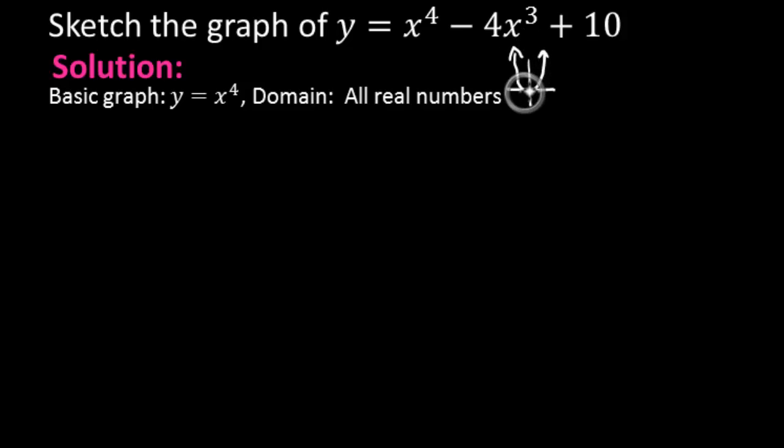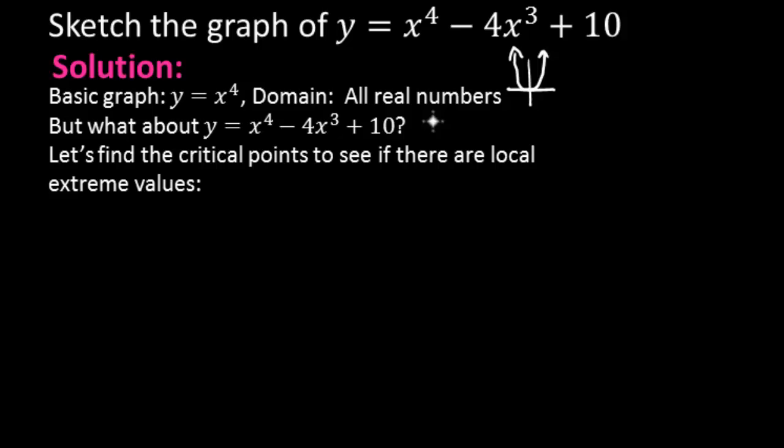But then something happens because of the additional term, minus 4x cubed plus 10. That's where we will encounter either a local max or a local min or a point of inflection. So first let's determine the domain. The domain is all real numbers. In other words, we're not going to find any vertical asymptote in this case. So that's the general shape, and we'll just find out what happens to this graph of y equals x to the 4th minus 4x cubed plus 10.